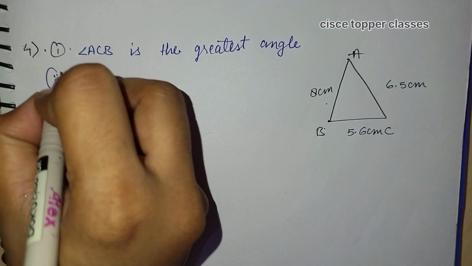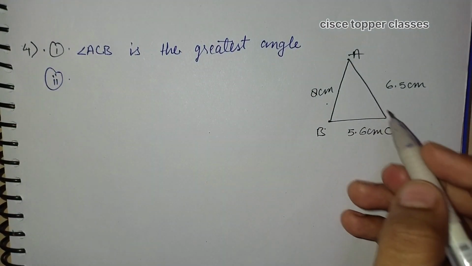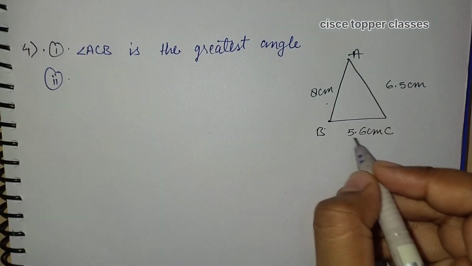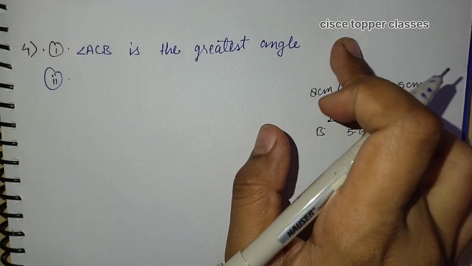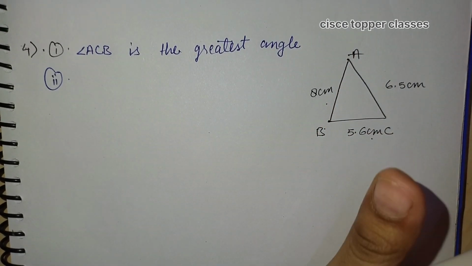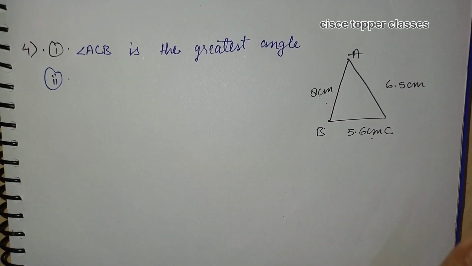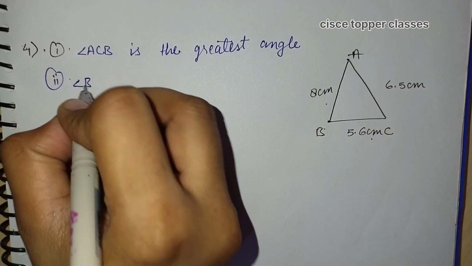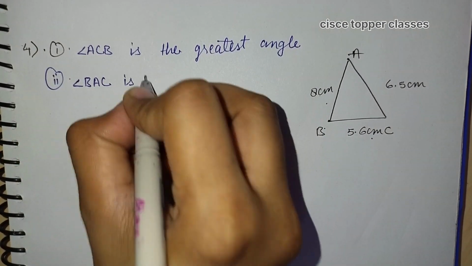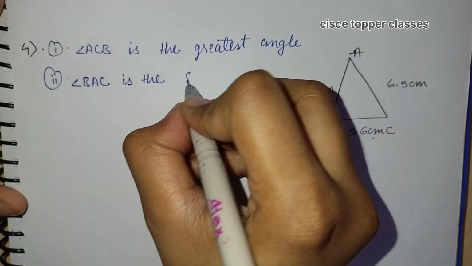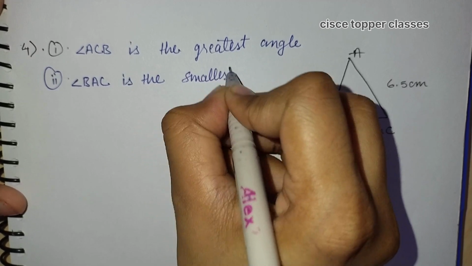Now, the second part we have, as the smallest side here is 5.6 centimeters, so the angle opposite to that is the least angle, in which we have to find the smallest angle only. So angle BAC is the smallest angle here. So this is the smallest angle.